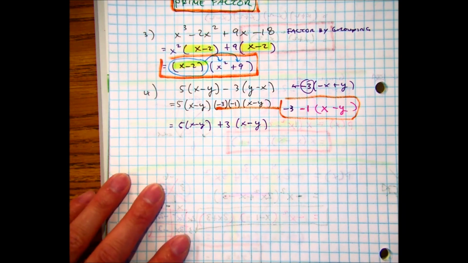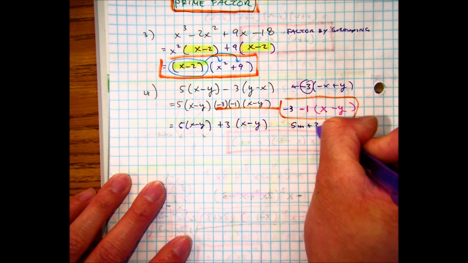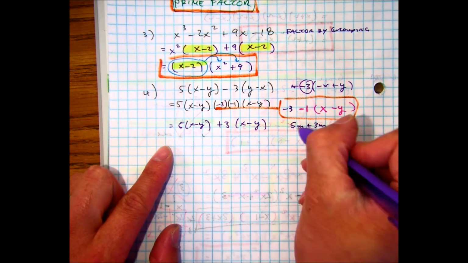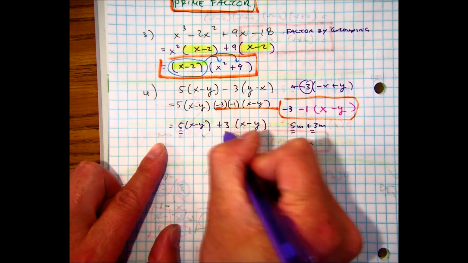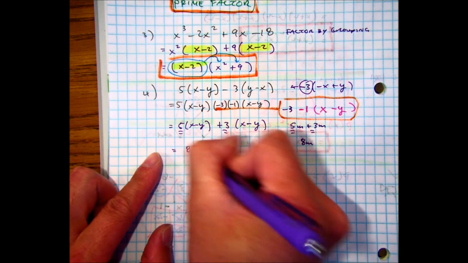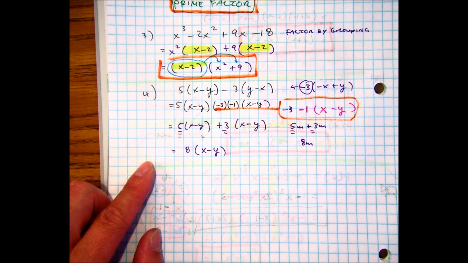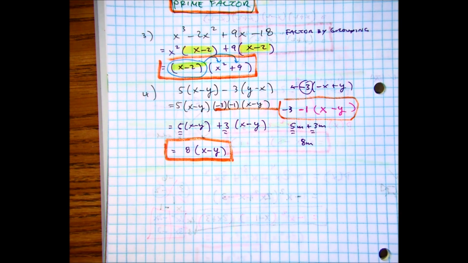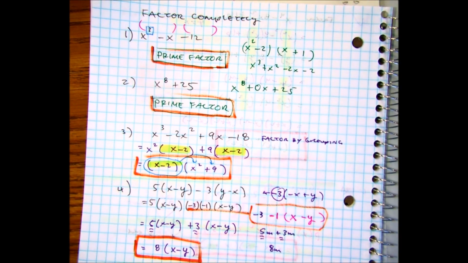So here, this is as similar as something like 5m plus 3m. Do you see that? These are like terms. You can add those. You just add the coefficients, and you get 8m. So here, I can combine like terms. I'm going to get 8 times the quantity x minus y. And this would be my answer. So here are 4 examples of different types of factoring.